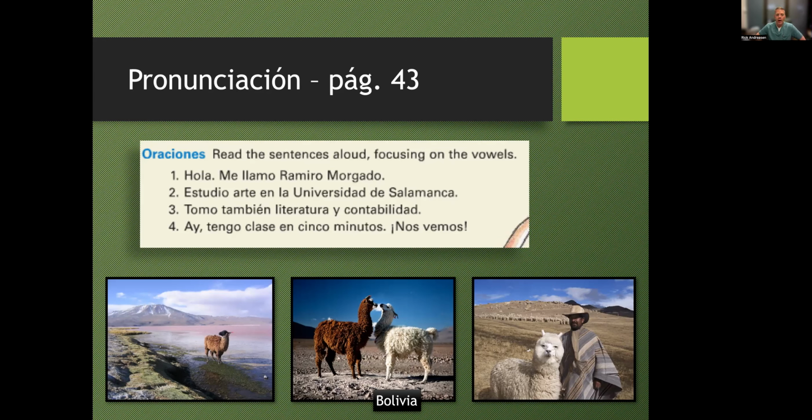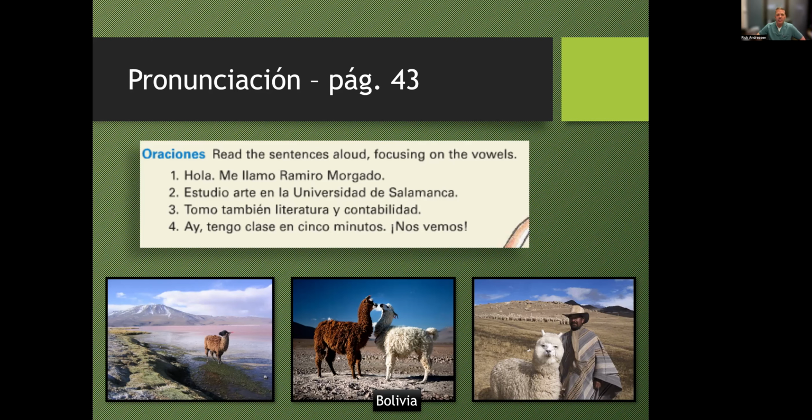Okay, here just quickly some other oraciones, sentences to practice, and I'll have you repeat after me. Número 1. Hola, me llamo Ramiro Morgado. Número 2. Estudio arte en la Universidad de Salamanca. Número 3. Tomo también literatura y contabilidad.